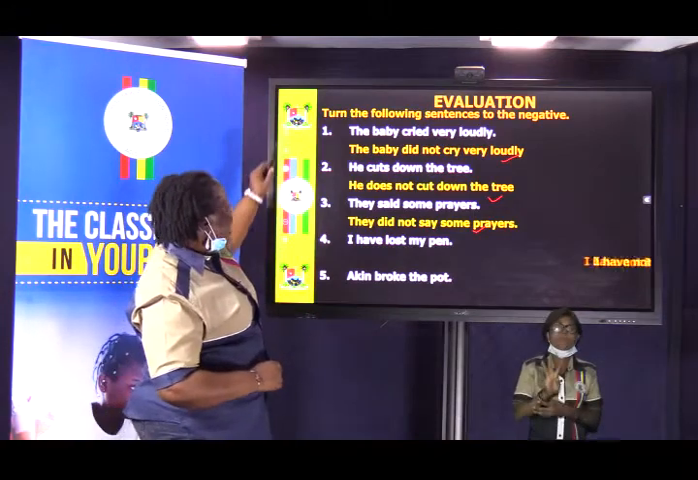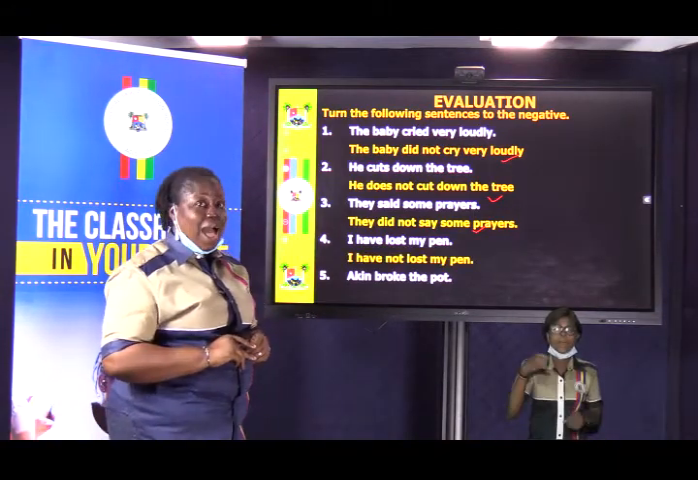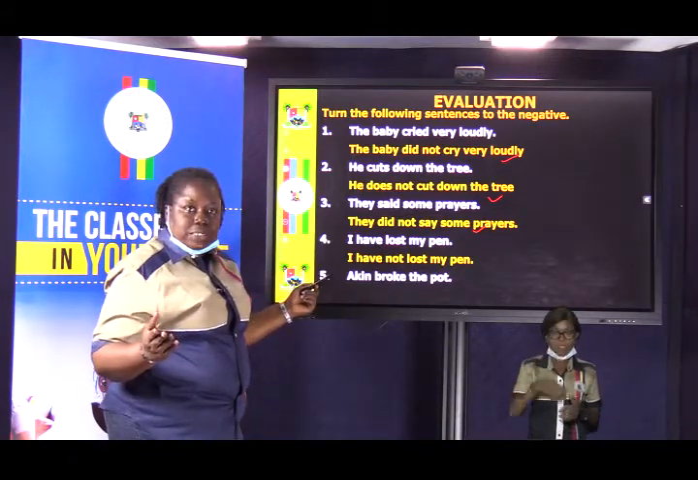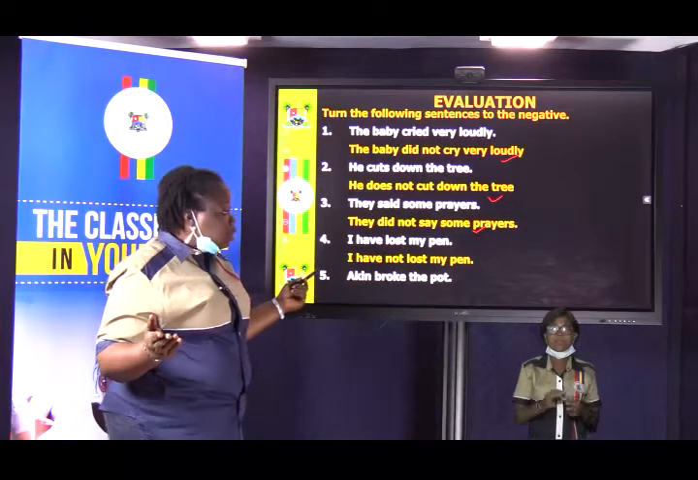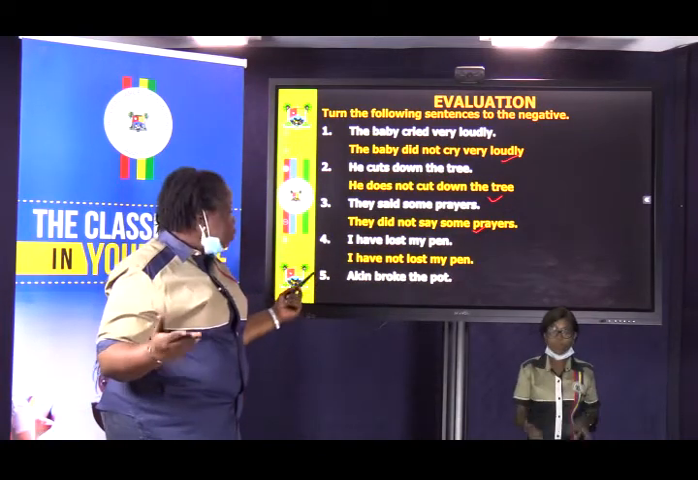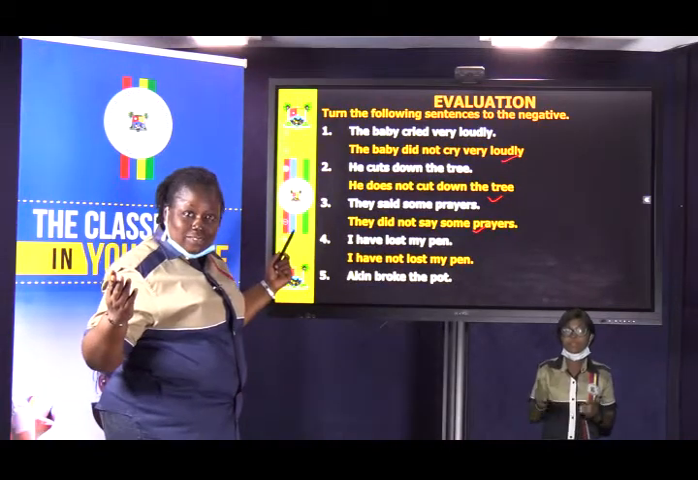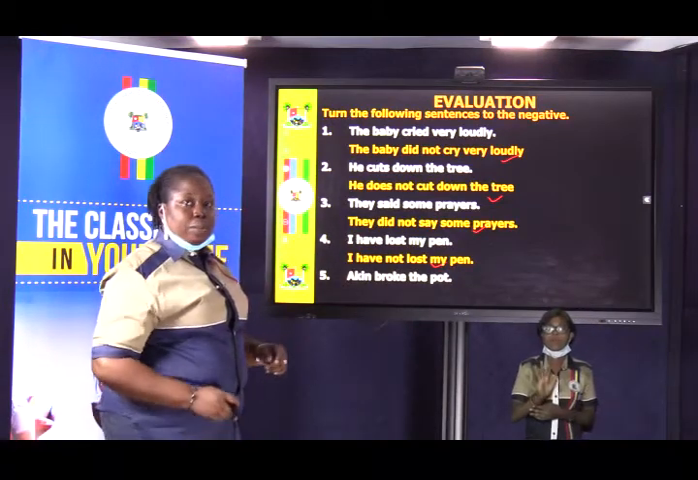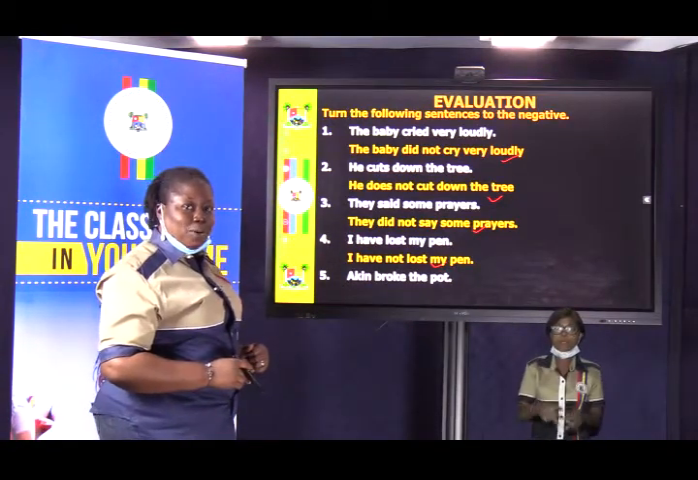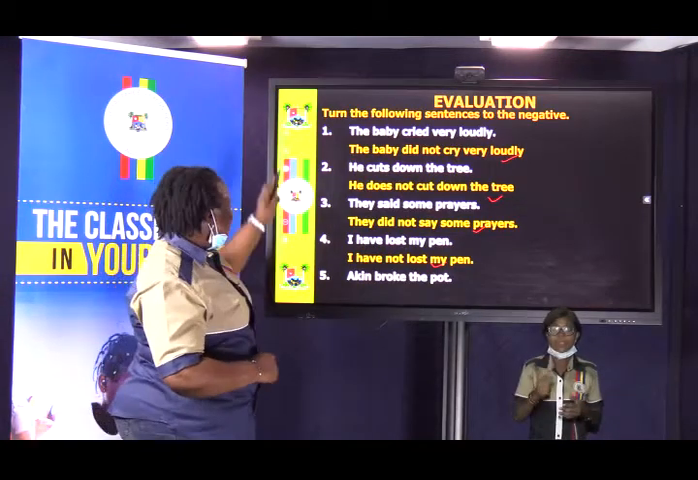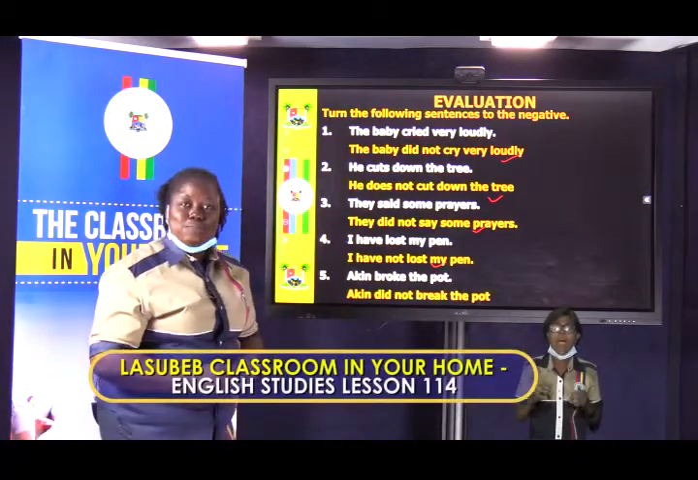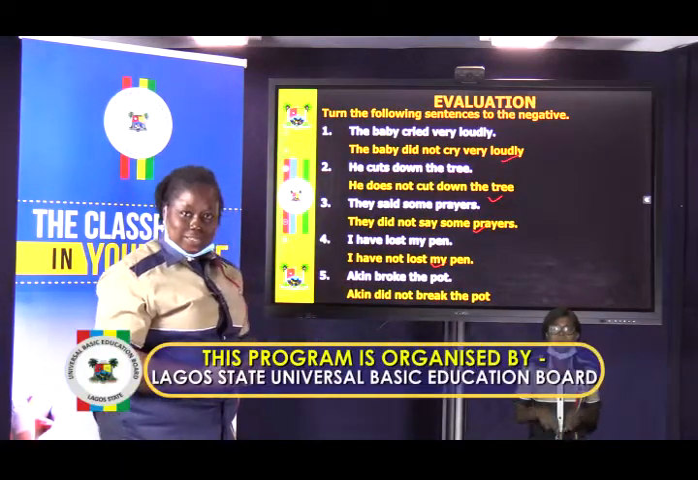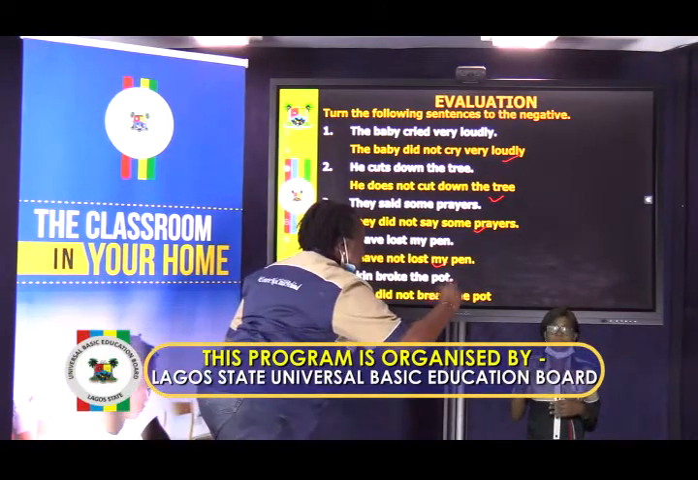Number 4, I have lost my pen. Because it is in the present perfect form, I have not lost my pen. Just put not. Did you get that? Very simple. And lastly, Akin broke the pot. What is the answer? Akin did not break the pot, because broke is in the past tense.